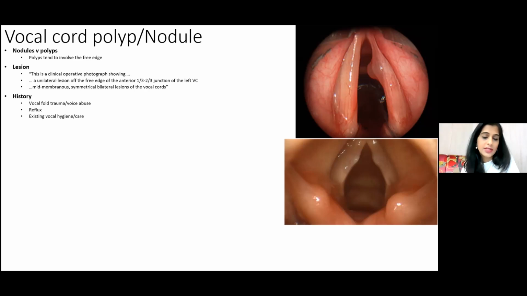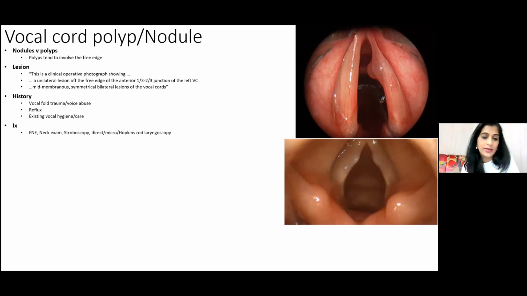And again, reflux is a contributor, and you want to know about their existing vocal care and hygiene, if they have any at all, or if there's anything in their voice usage that predisposes them to this. Particularly, remember this can also be a case in pediatrics. A pediatric station might be a child with hoarseness, and their tendency is to be vocal cord nodules. So there's some overlap here with what you would be covering in that scenario.